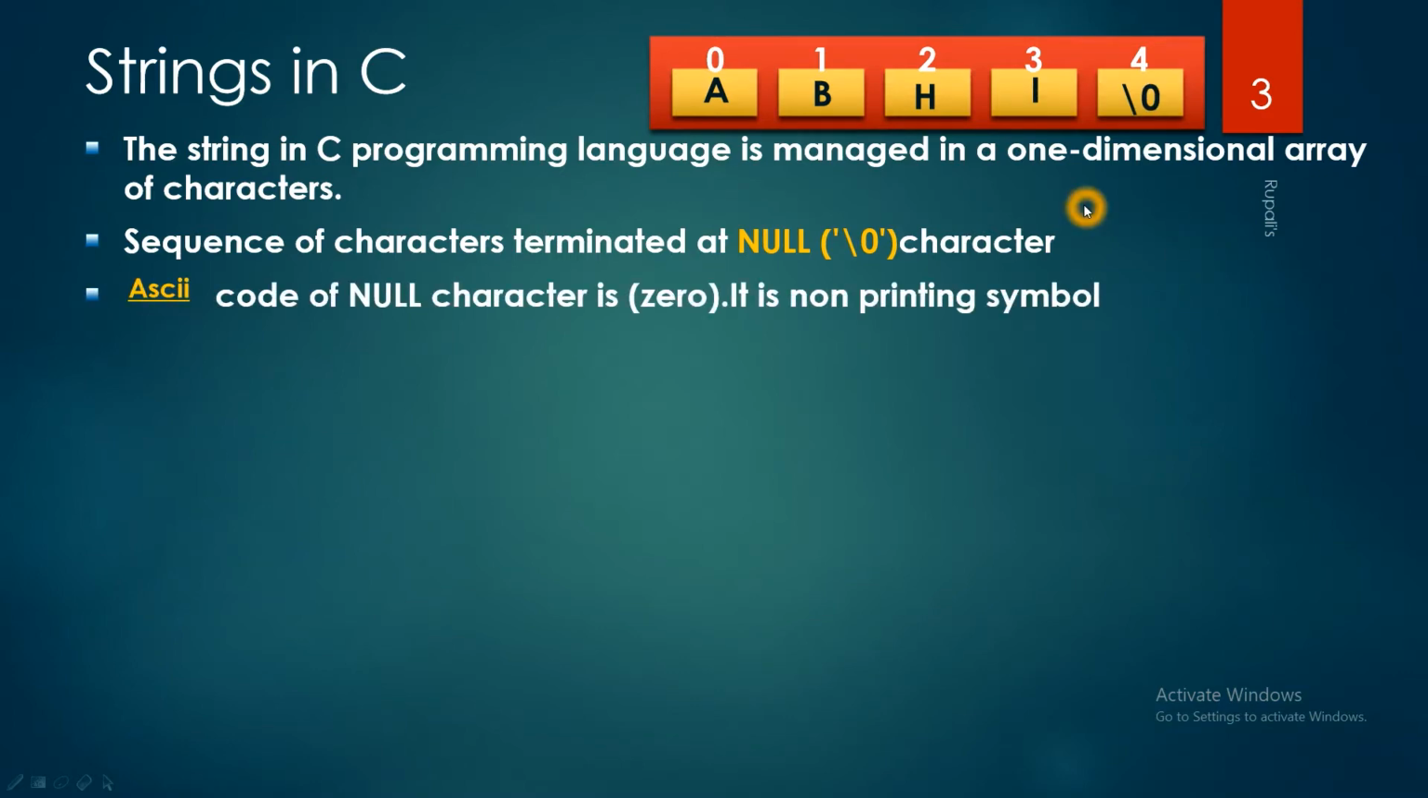The ASCII code of the null character is 0. It is a non-printing symbol.